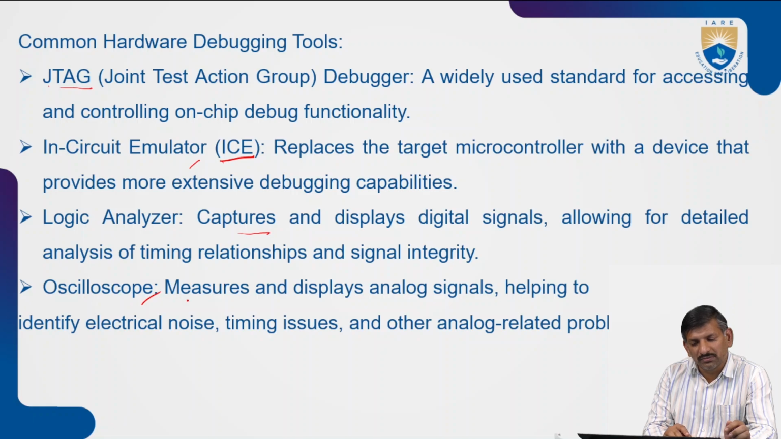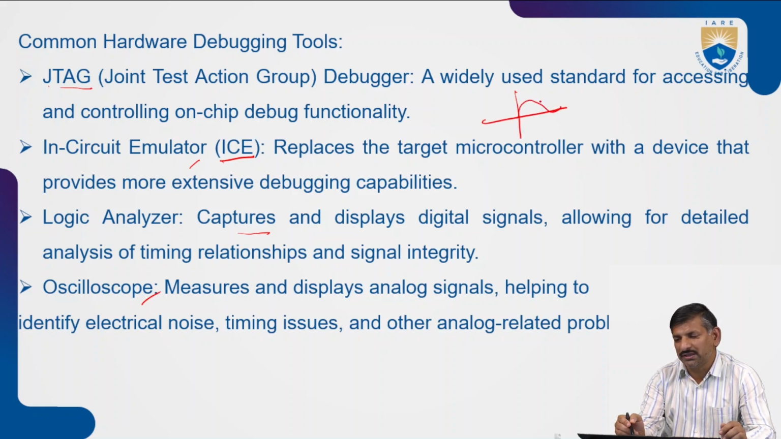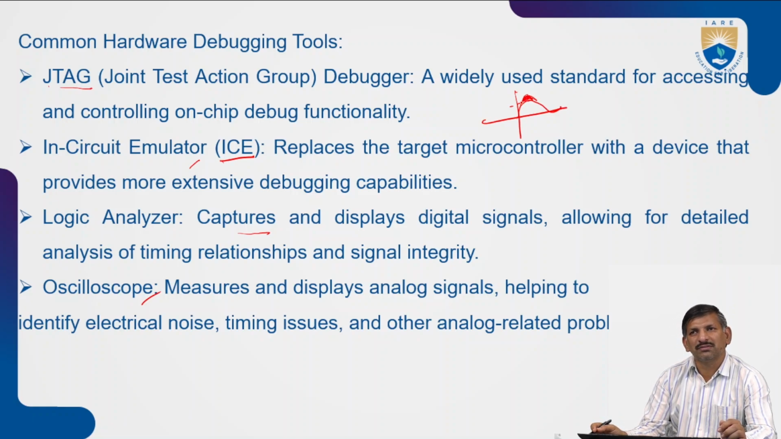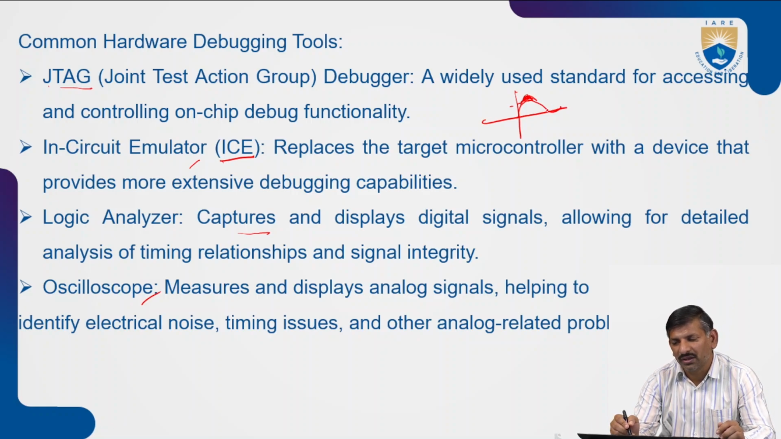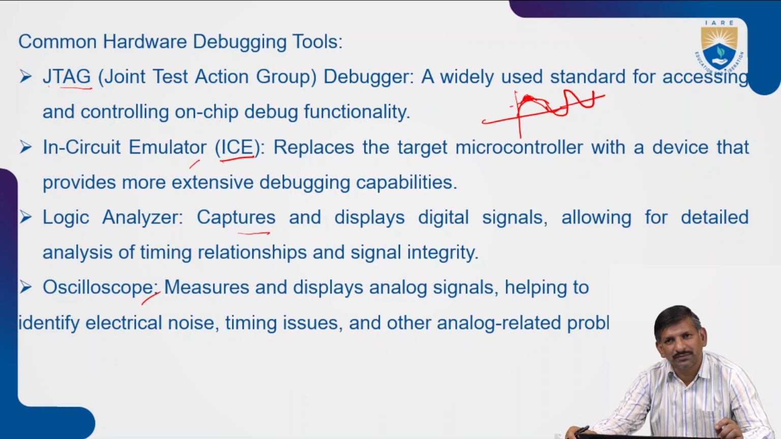So oscilloscopes measure and display analog signals, helping to identify electrical noise. If you look at the sinusoidal signal, suppose this is my signal, and if any noise is there, this is indicating noise in the response. Or timing issues. So at what time in the signal are we getting amplification or clipping or whatever it may be. And other analog related problems.